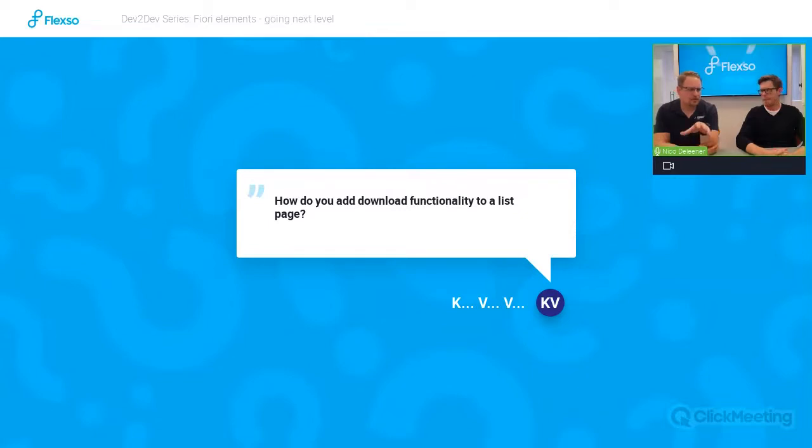And maybe one small thing that I would like to add is that the download to Excel is automatically available, but only from a certain UI5 version. In the early versions where Fiori Elements was released, the export was not automatically available, but you could add it with an extension as well. Okay. Yeah.